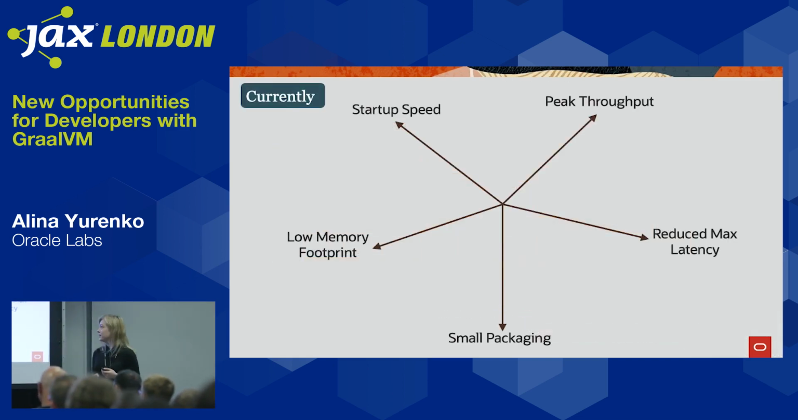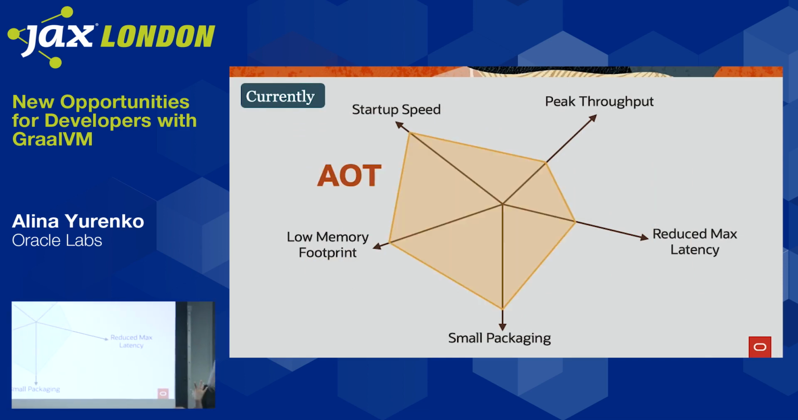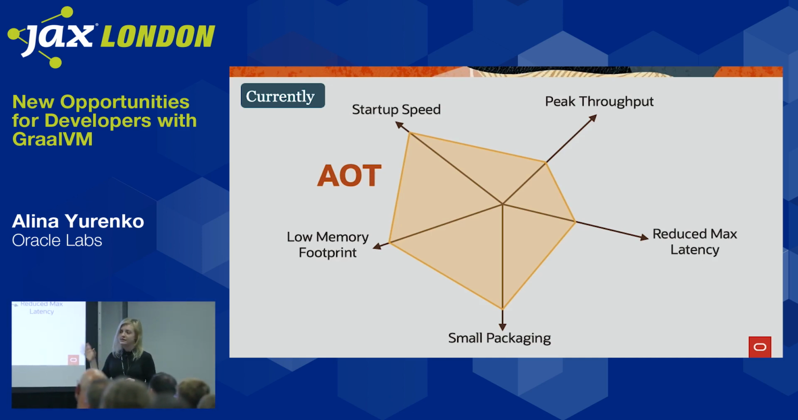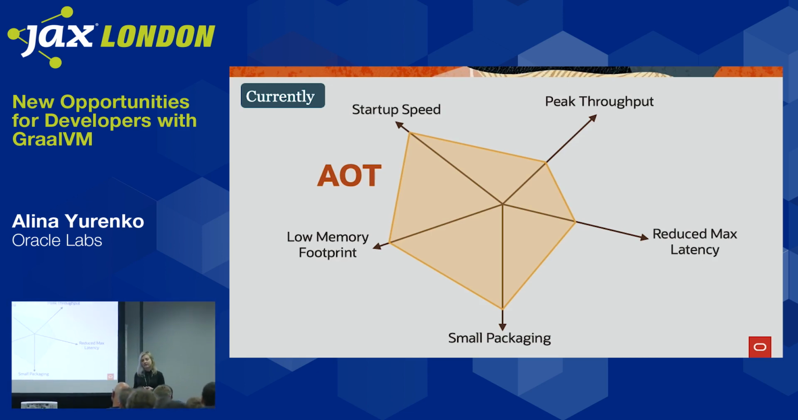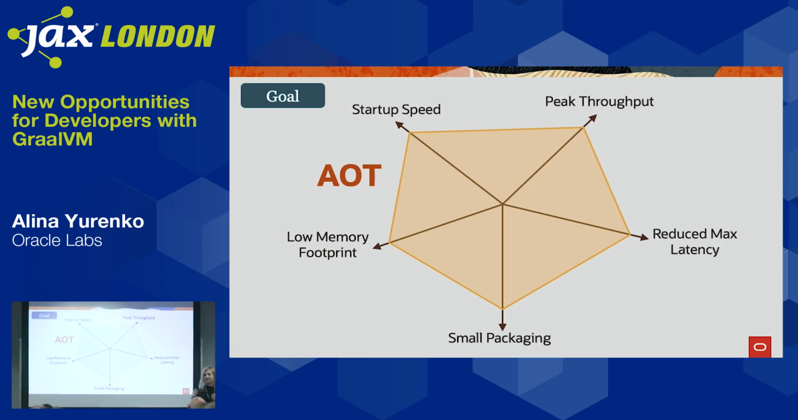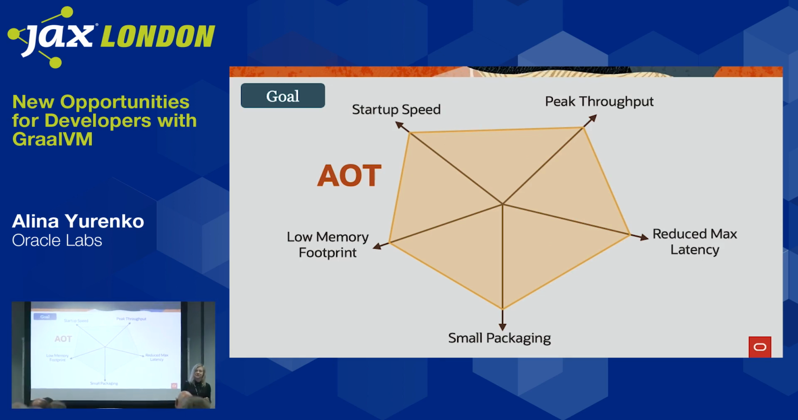So currently, talking a bit more about our performance dimension chart. Currently, our AOT native images are like this. We offer good startup. We offer you the ability to save some memory usage, but in terms of peak throughput and latency, we are not quite there. But we would like it to be like here. We would like all of those dimensions to be maximized so you wouldn't have to trade off between them and think about what you would rather use.